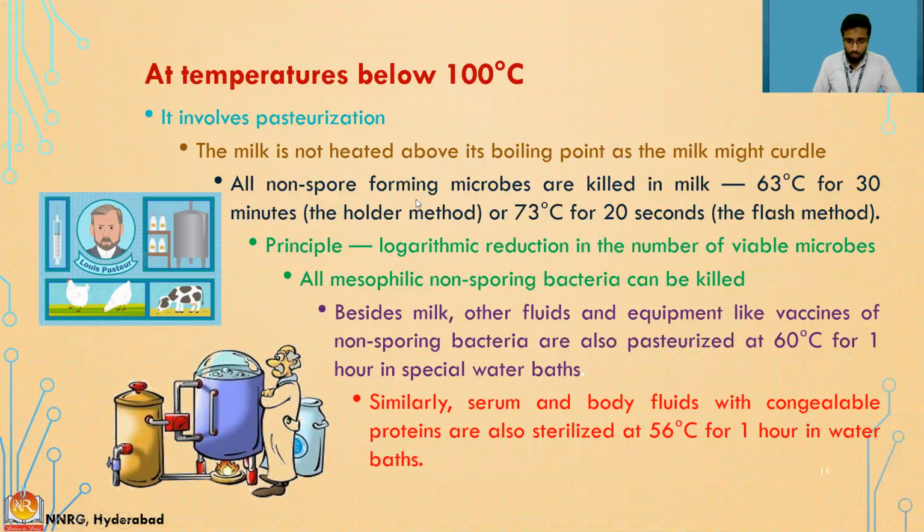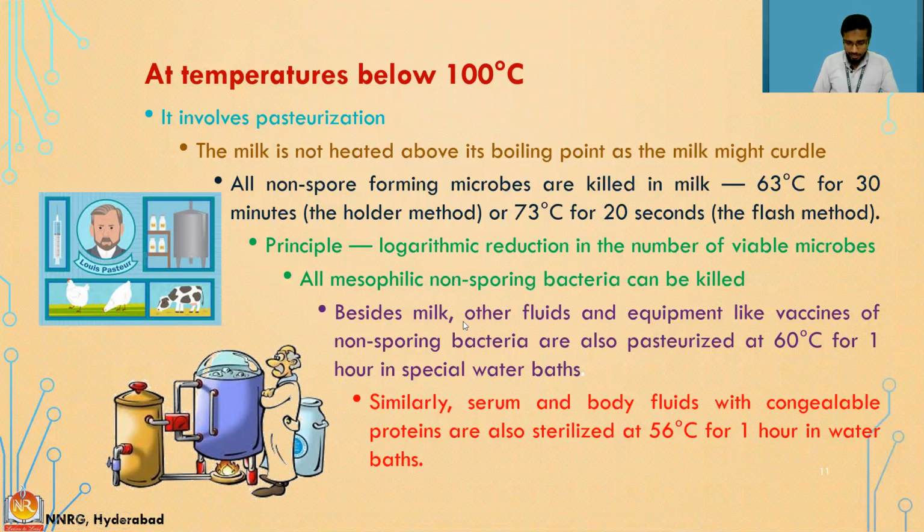All non-spore forming microbes are killed in milk, at 63 degrees centigrade for 30 minutes or 73 degrees centigrade for 20 seconds, the flash method. The principle basically is logarithmic reduction in the number of viable microbes. By heating at 63 degrees centigrade, the concentration of all the microorganisms present will be decreased such that it will have negligible effect on humans. All mesophilic non-spore bacteria can be killed.